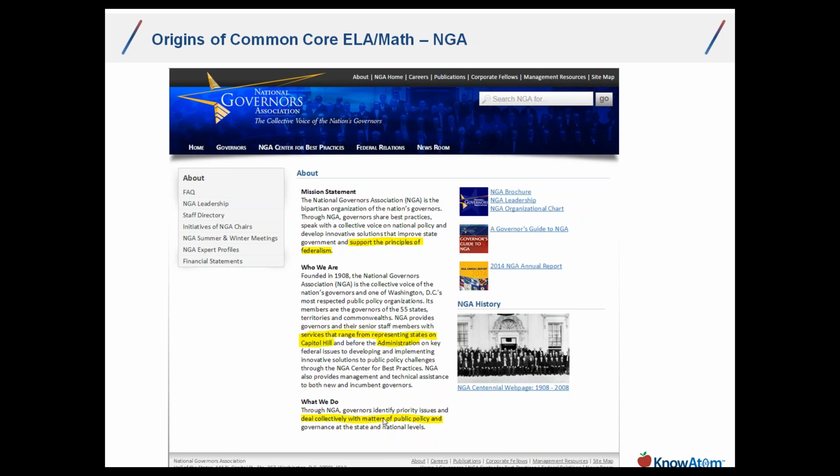And what they specifically do, you see down at the bottom here, is deal collectively with matters of public policy and governance. If you think about a governor engaged in the National Governors Association, this is a place where governors can bring issues that are important to them in their state to the table in such a way that they can get other governors on board. This is the vehicle to do that. And you can imagine the idea of Common Core State Standards being a federal principle, this idea of everyone with the same standards, and why there's an interest here.